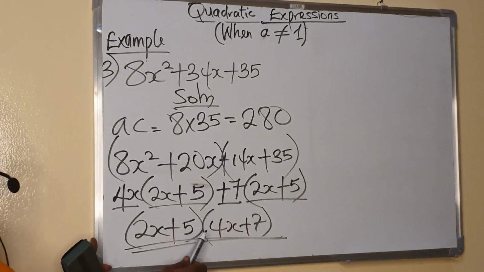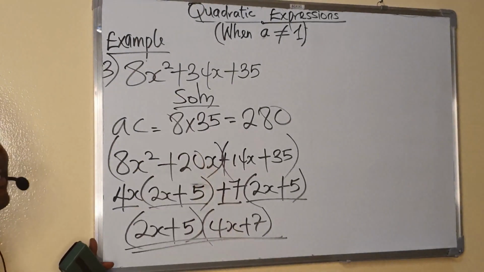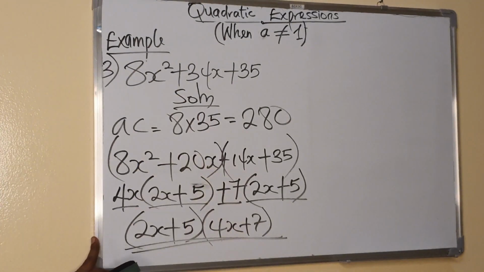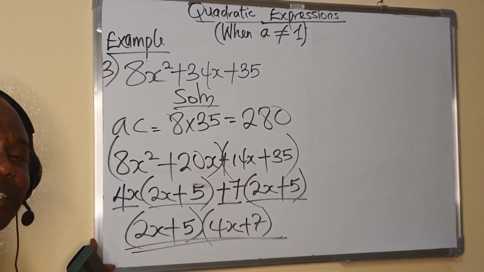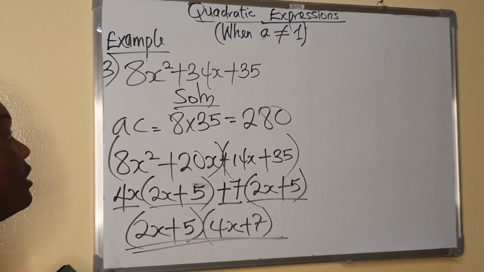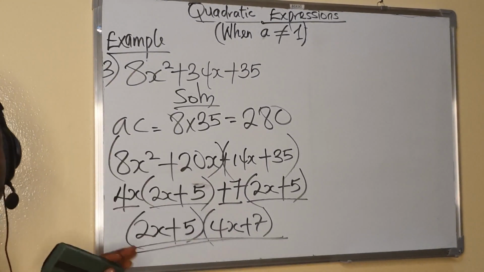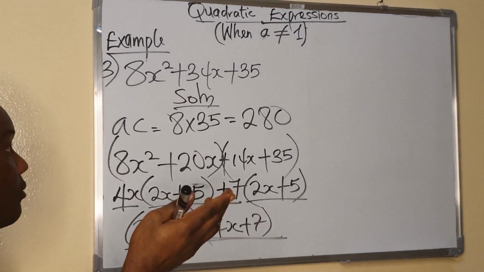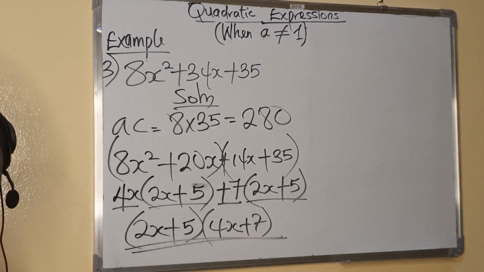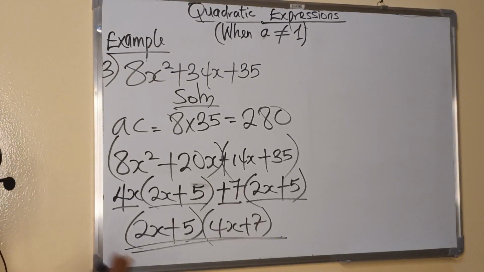You can try expanding this last bracket to see if it gives you 8x squared plus 34x plus 35. If you are able to get that answer right, know that this works. And exactly it is going to work. This is how easy it is when you are dealing with quadratic expressions when it comes to factorizing them. Take note of the minor differences that exist when a is equal to 1 and when a is not equal to 1. More practice will help you to grasp exactly what differences exist between the two methods.